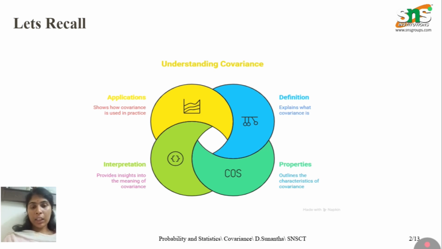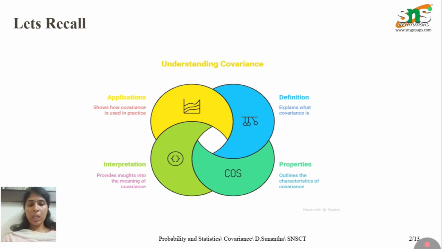It is calculated by using E of XY minus E of X E of Y, or F of XY minus F of X F of Y, depending on the type of random variable we are using. If it is a continuous random variable, we use F of X. If it is a discrete random variable, we use expectation. So here is an understanding of covariance.